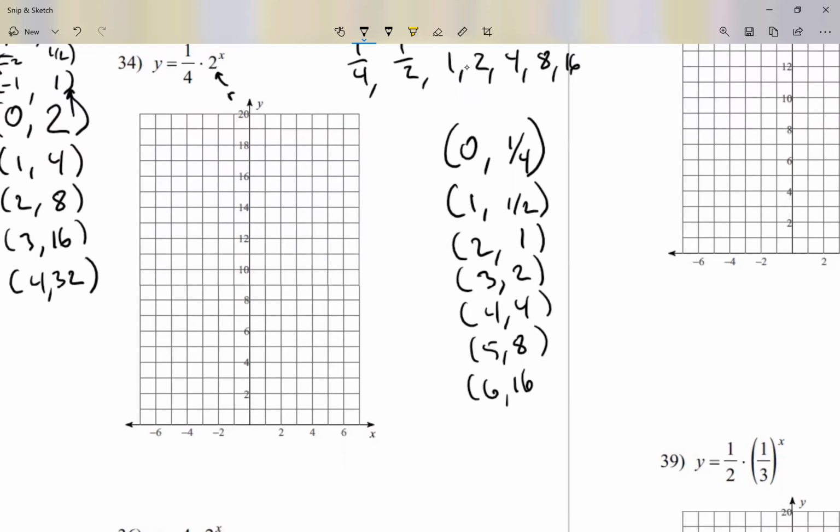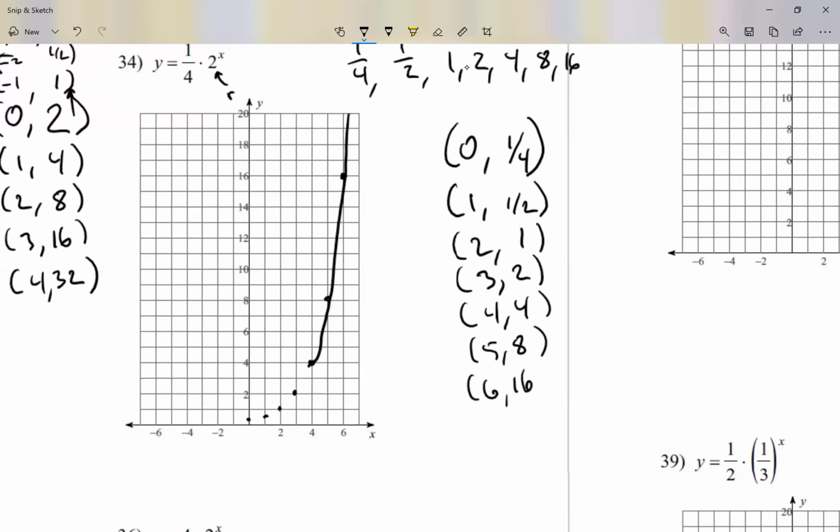Now the x value is easy. 0 and 1/4, that's about here. 1 on the x value, half on the y, that's about here. 2, 1, 3, 2, right? I can just plug in the points. I can easily plot the points that I need. That gives me a good idea how my graph looks like. It looks like a curve. It will always look like a curve.